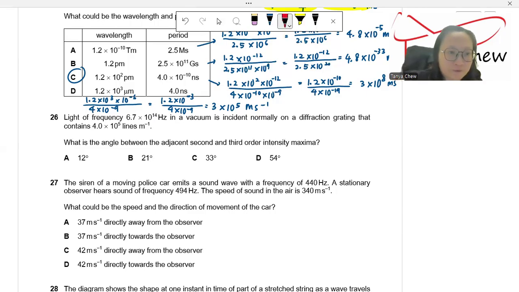This is a diffraction grating, and then this is a screen. So you have the undeviated beam. This is the second order, and this is the third order. And they want this angle, right? So I have to do it one by one.